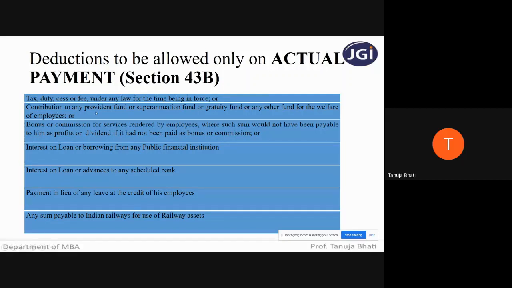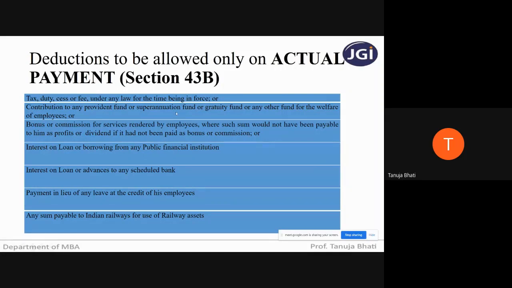Next, contribution to any provident fund or superannuation fund or gratuity fund or any other fund for the welfare of the employees. As we have already seen in the earlier slide, if the employer is just showing a contribution to provident fund, superannuation fund or gratuity fund, but is not actually making the payment, just showing a provision, then such expense will be completely disallowed.